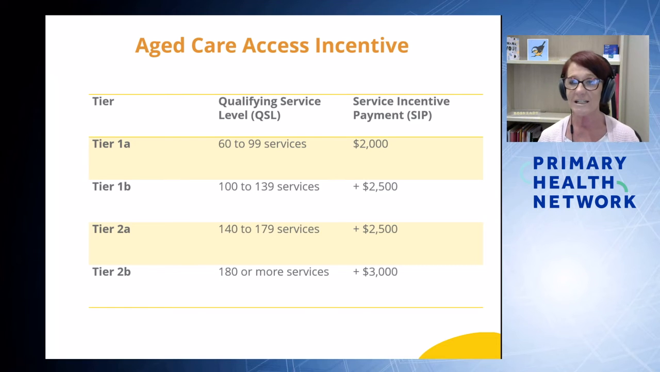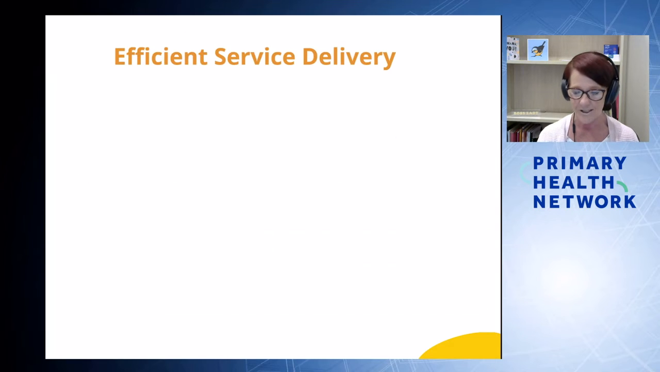Based on a tier level, as you can see, from 60 to 99 services, the initial payment is $2,000, and then it goes up in tiers up to the 180 plus, which gives a total of $10,000 available to a GP per financial year to provide 180 services, and it's services, not visits. So one visit could actually promote or instigate 4 or 5 services. So it's not hard to get to that level if you've got more than 5 or 6 residents in an aged care facility that you see routinely.